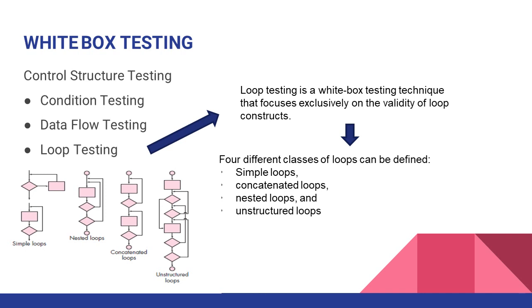Concatenated loops can be tested using the approach defined for simple loops if each of the loops is independent of the other. However, if two loops are concatenated and the loop counter for loop 1 is used as the initial value for loop 2, then the loops are not independent. When the loops are not independent, the approach applied to nested loops is recommended. For unstructured loops, whenever possible, this class of loop should be redesigned to reflect the use of structured programming constructs.